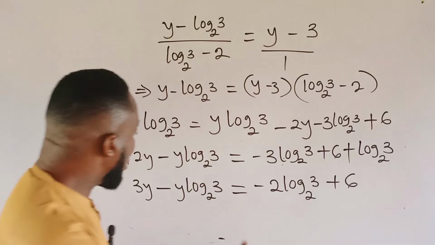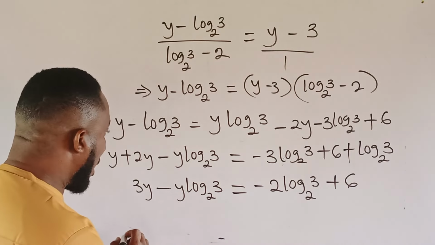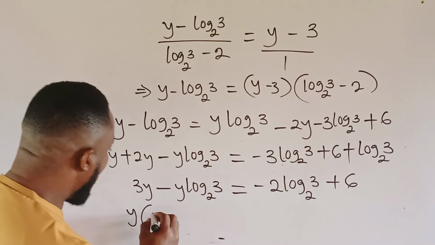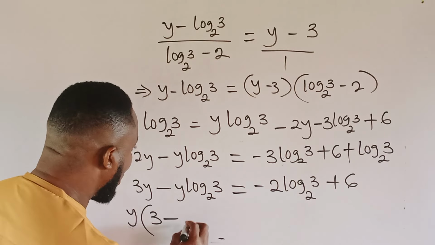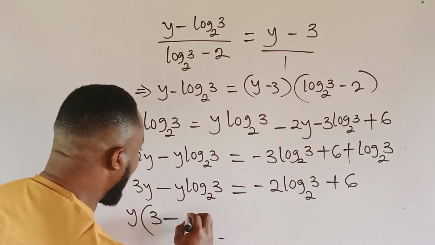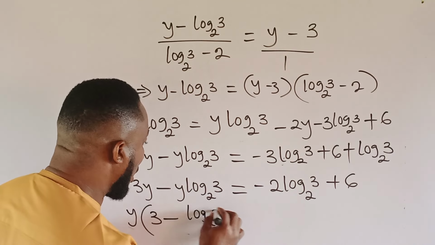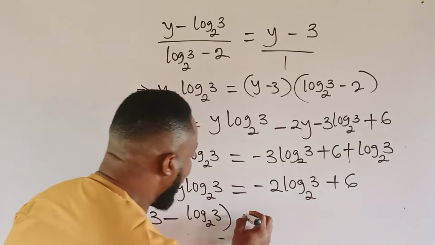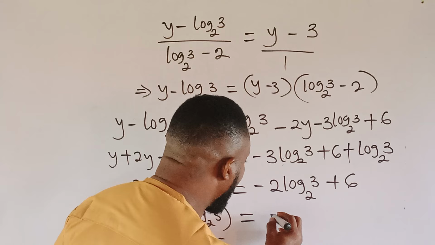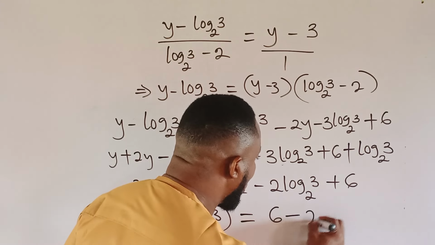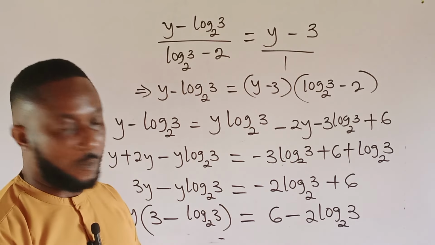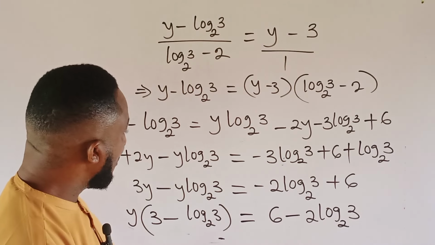Now, I can decide to say, okay, let's factor y out here. If I factor out y, I'll open a parenthesis. I'll be having 3 minus log base 2 of the argument 3. Then on the right side, I can decide to write 6 first because it's positive. I'll be having 6 minus 2 log to base 2 of the argument 3. So this is the very last lap.